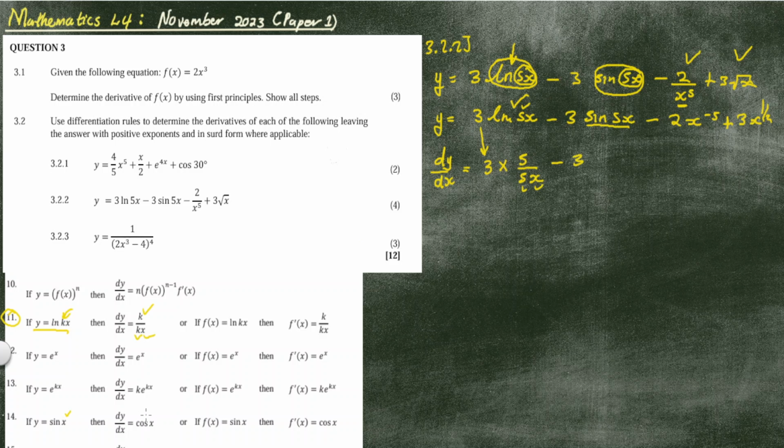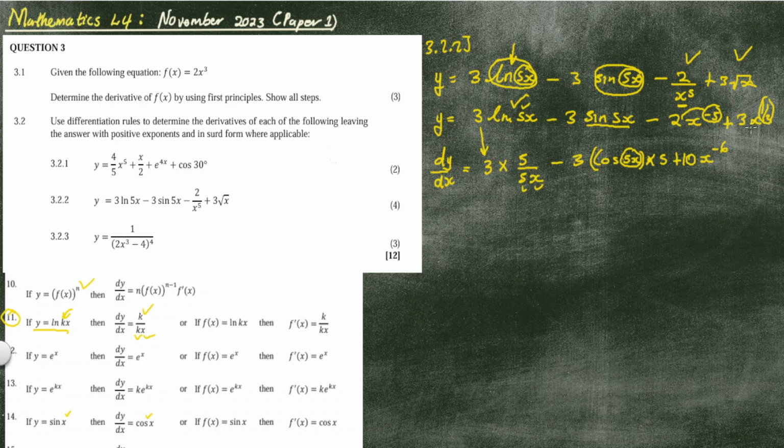The derivative of sine is cos x, so it's going to be cos 5x, multiplied by 5, the derivative of the 5x. Then for this one it's the power rule. We take this, multiply with that, you get a positive 10x, and then you subtract 1 here, so you get minus 6.